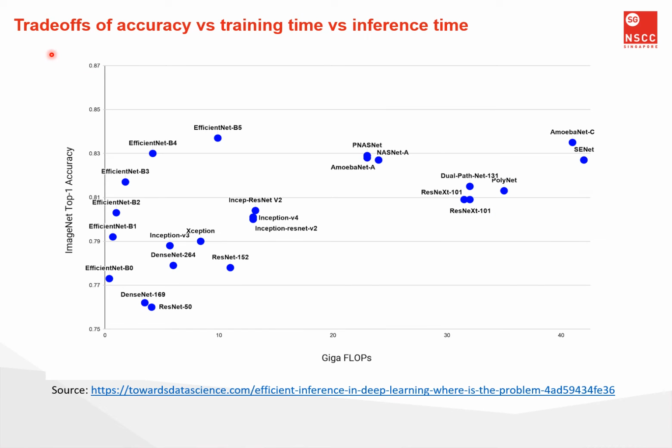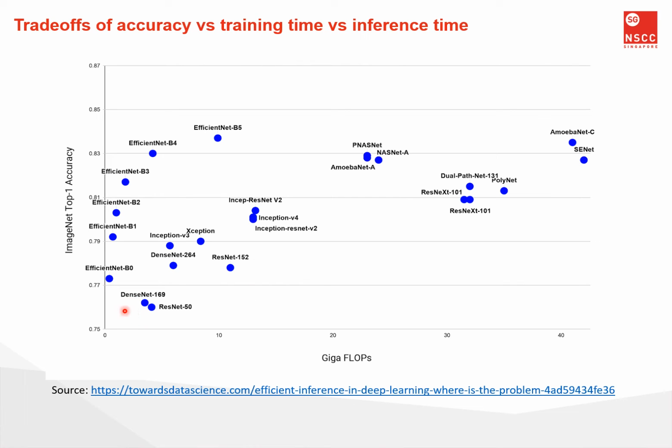Next, we're going to take a look at the trade-off between accuracy, training time, and inference time. This particular graph shows the trade-off between accuracy on the vertical axis and training time, in terms of the flops required to do the training, on the horizontal axis. And we can see that there is more or less a relationship between the two, where an increase in the number of flops also results in a larger accuracy.